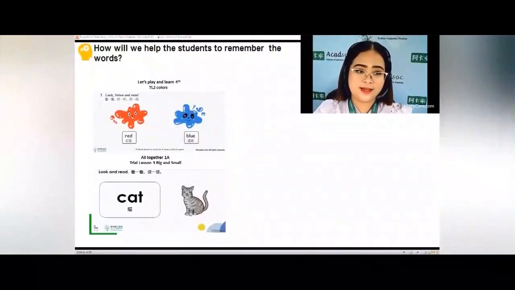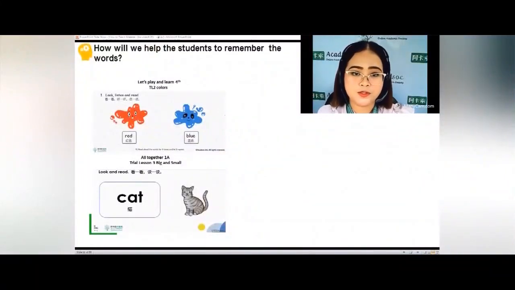So we got here the next question. How will we help the students remember the words? Of course, we want them to remember the things that we learned today. We want them to remember it tomorrow. It would be a waste of time if they would not be able to remember it the next day, right?